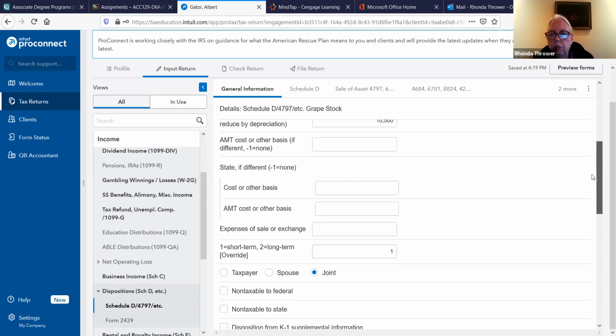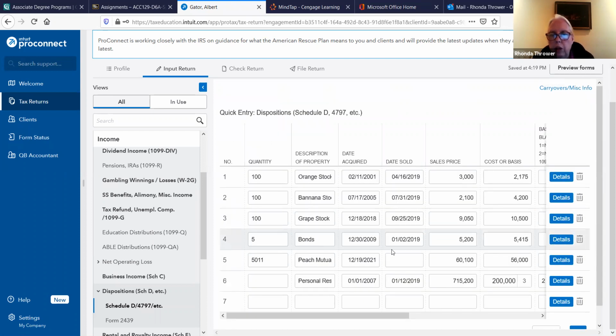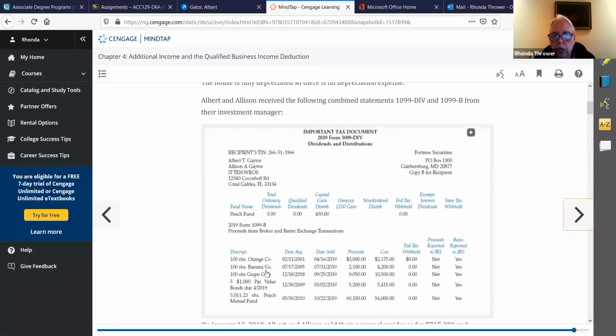And once you get all that information entered in, you just go back and then you enter the rest of the information. Again, this information was given in your problem. So the next one was the bond information. It comes from right here. This is the date acquired. This is the date sold. This is the cash amount you received. This is what it cost you. Again, this one is a long-term type of investment. So in the additional information, we'd have to choose a 2 there.